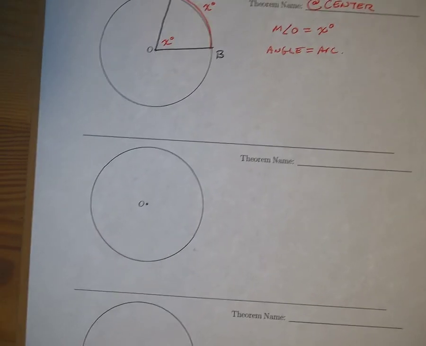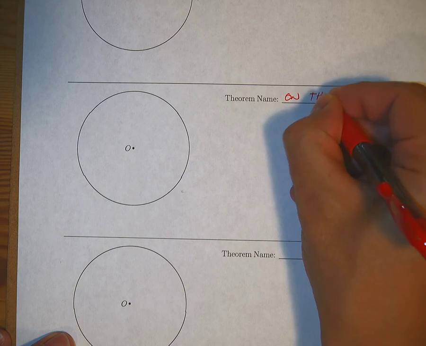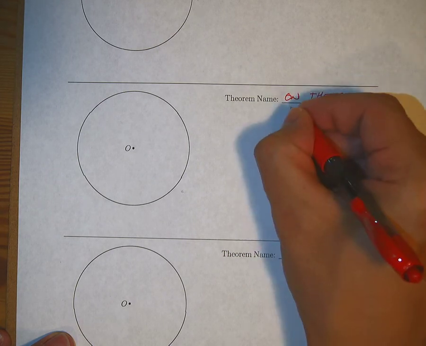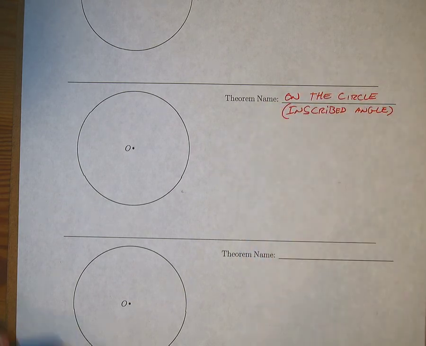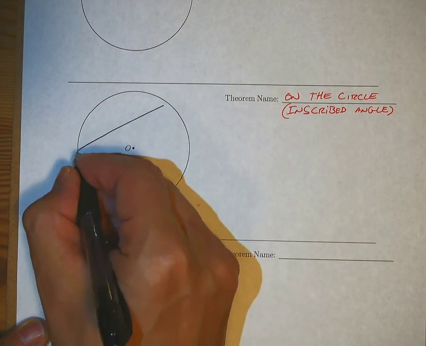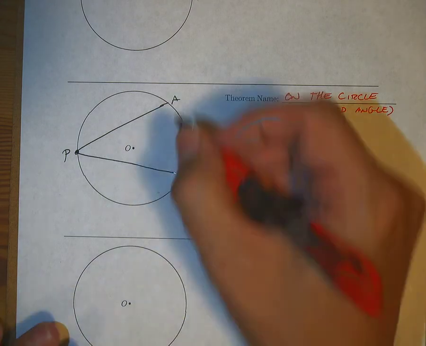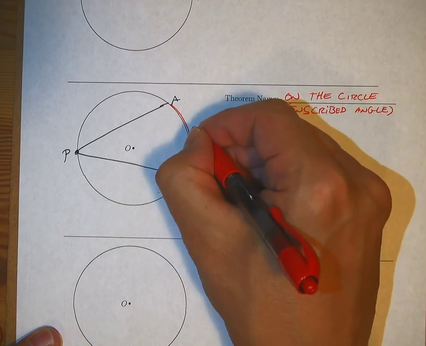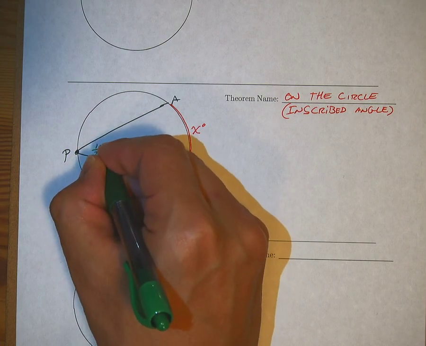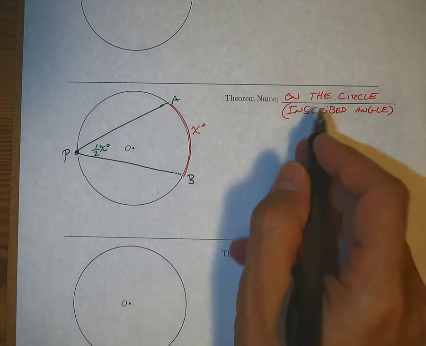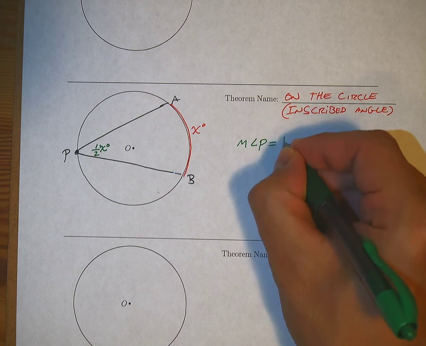Let's go on to the next scenario. The next scenario we're going to look at is when the vertex is on the circle. This is our inscribed angle. That's an inscribed angle, so we will draw in our angle here. P, AB. We've got our same arc here is x degrees, but this time angle P is going to be 1/2 of x degrees. So for your inscribed angle for the vertex on the circle, our formula is that the measure of angle P equals 1/2 of x degrees.